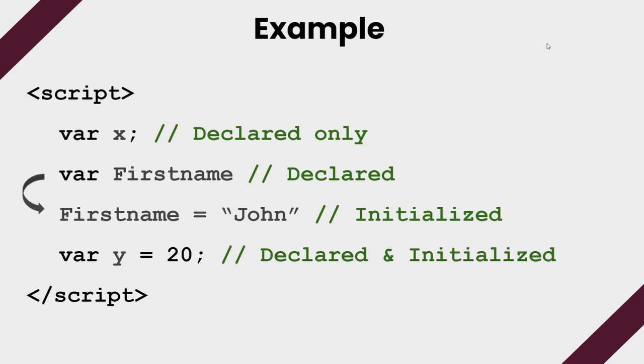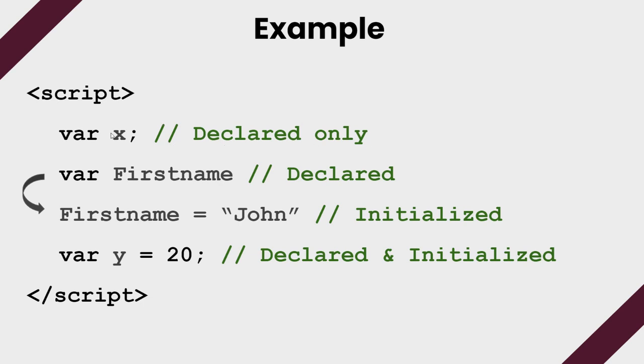So here we have a quick example of the var keyword, and you can see that the JavaScript code is within the script tags. For the first line of code, we have it begin with var, which is the keyword, and it has a character x here. This x on the first line is actually a variable name, and you can see that we are making use of single line comments here as a means of describing what we have on that line. The comment here says declared only.